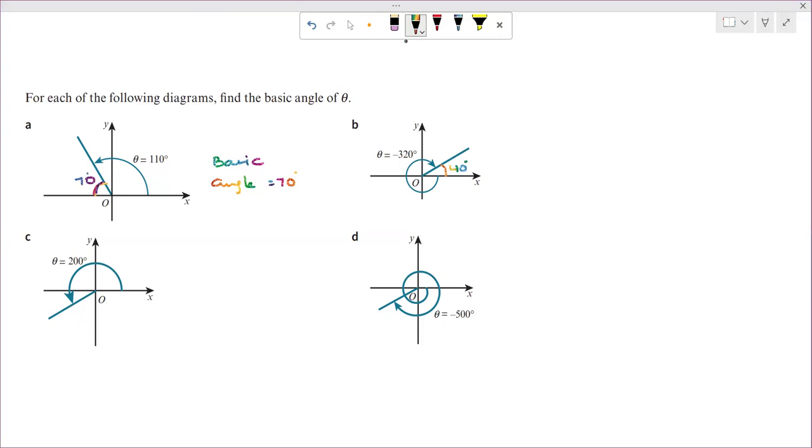Next. In this case, 200 is there. With the x-axis, this angle is the basic angle. From here to here it is 180, so 200 minus 180 is 20 degrees. So this will be the basic angle. Basic angle is always positive. Remember that. Okay? Next.